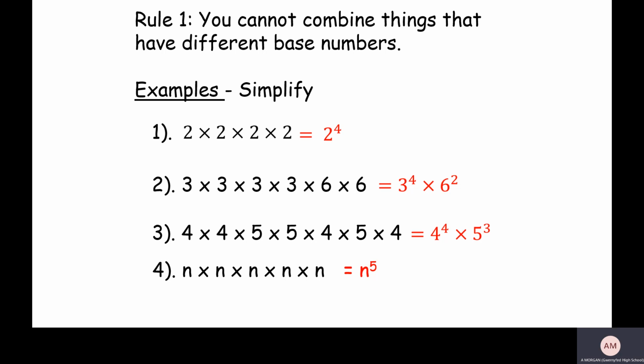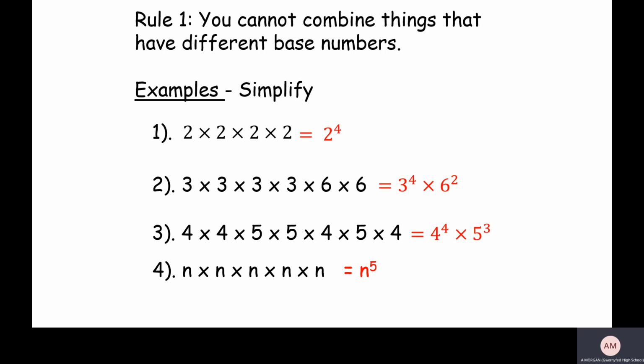If we look at another one, we've got 4 times 4 times 5 times 5 times 4 times 5 times 4. Now, it doesn't matter if they're all muddled up, because you can reorder a multiplication and it'll give you the same result. So you just got to go through and see how many 4's you've got, how many 5's you've got. So we've got 4 4's, making it 4 to the power of 4. And we've got 3 5's, making it 5 to the power of 3. And we cannot combine the 4 and the 5 when working in index form.